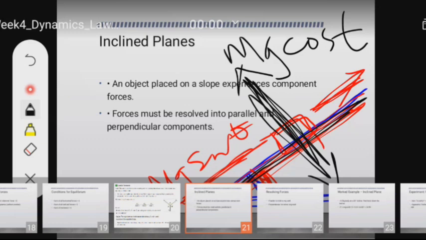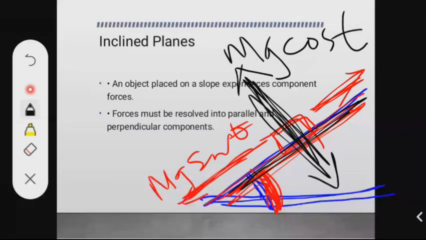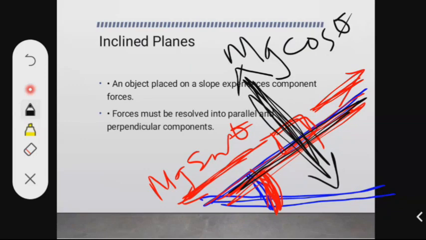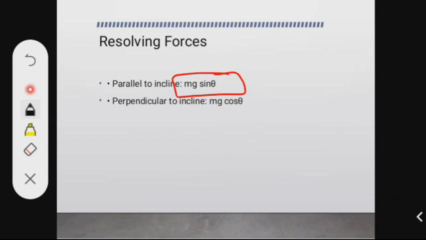Okay. So this is how you resolve forces on the inclined plane. They usually have these formulas. When you're asked to look for a force that is perpendicular to the inclined plane, that force is equal to mg cos theta. But if the force they're asking you to look for is parallel to the inclined plane, that force is going to be equal to mg sine theta. So when it's perpendicular to the inclined plane, it's mg cos theta. When it's parallel, it's mg sine theta.